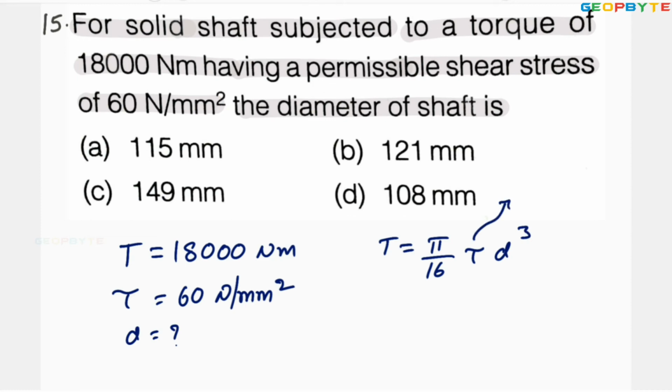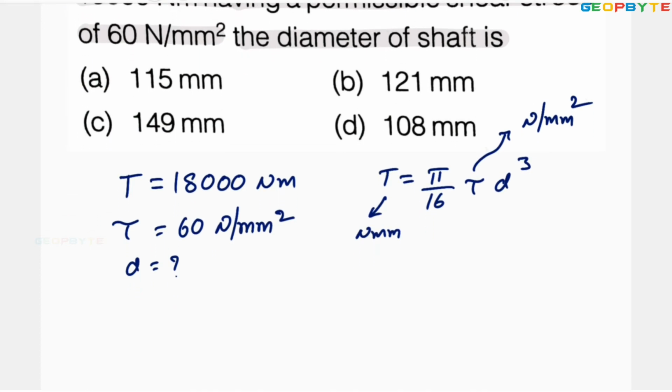But remember, when tau is in Newton per mm square, the torque should be in Newton mm, not Newton meter. You should be very careful with the unit. Look at the torque given: T equal to 18,000 Newton meter, but it should be in Newton mm. Multiply with 10 power 3 to get it in Newton mm.